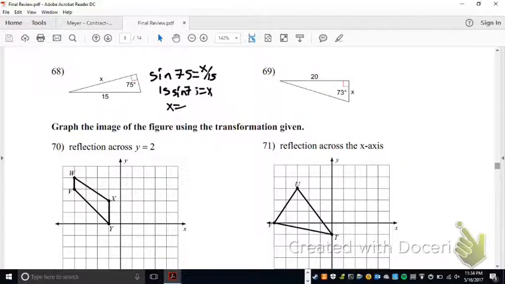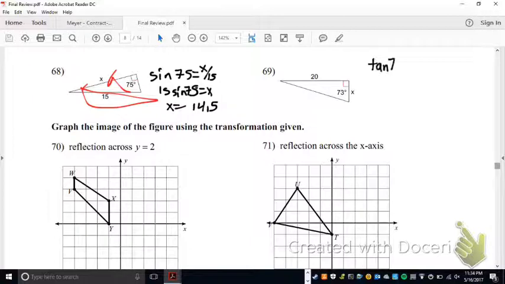So we have the sine of 75 equals X over 15. That's the opposite side and the hypotenuse. We then multiply both sides by 15, plug it into our calculator, and we get X equals 14.5.